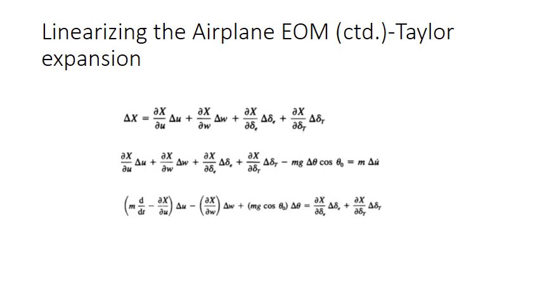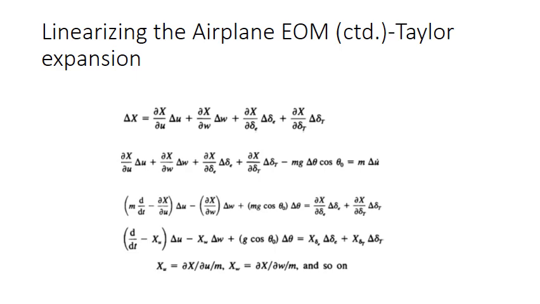The equation can be rewritten in a more convenient form by dividing through by the mass m. Dividing this equation by m, we get the following, where xu is equal to partial x partial u divided by m, and the same for xw, which is partial x partial w divided by m, and so on.